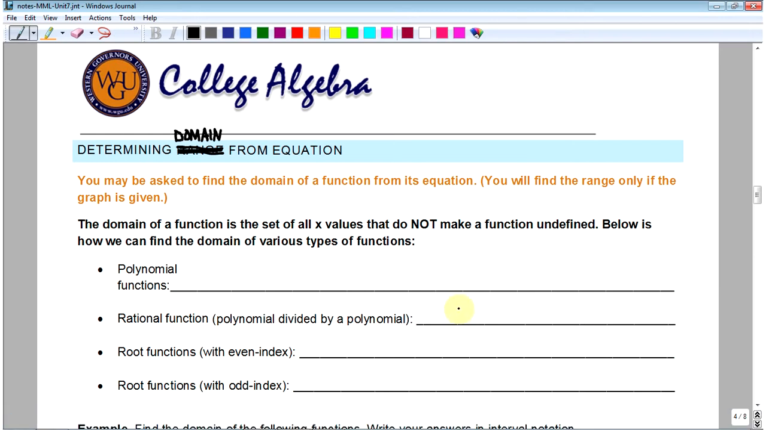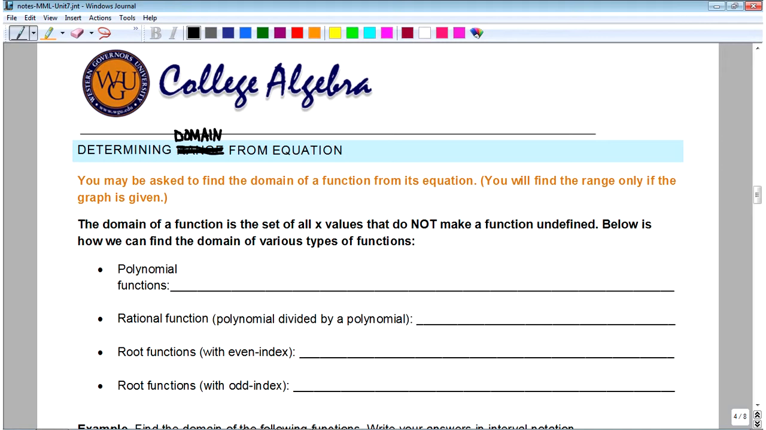Hi, this is Calandra. In this video, we'll go over how to determine the domain of a function from its equation. You'll only be asked to find the domain of a function from its equation. The range you'll only have to be able to determine if you're given the graph of the function.